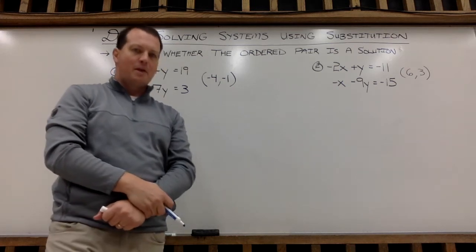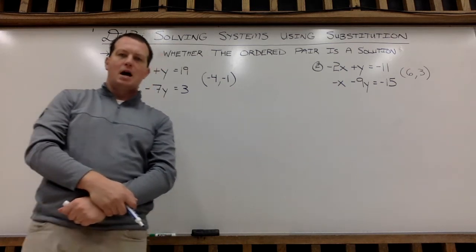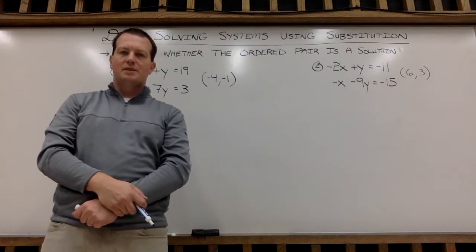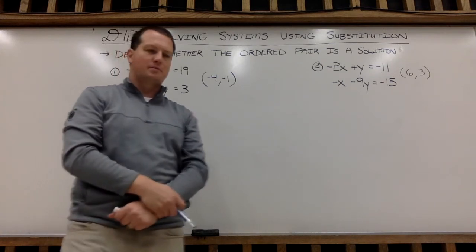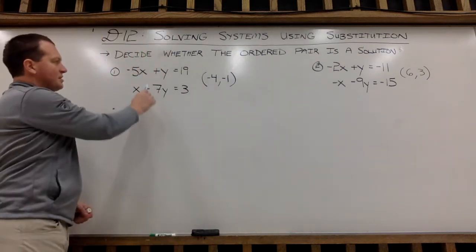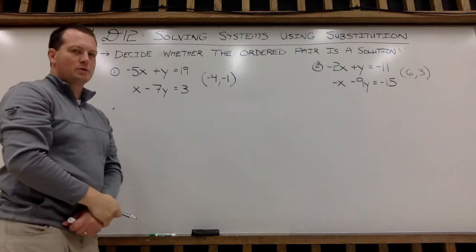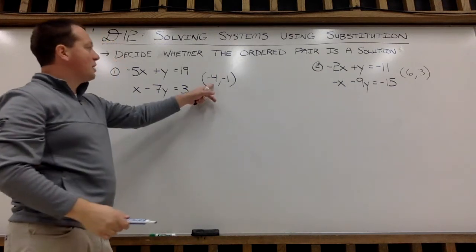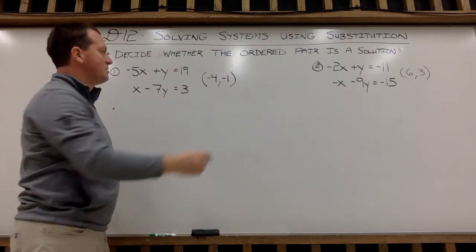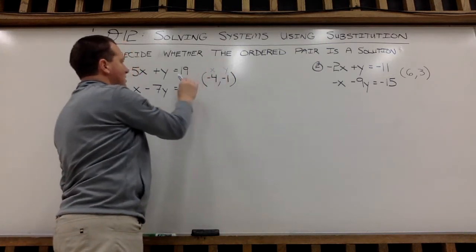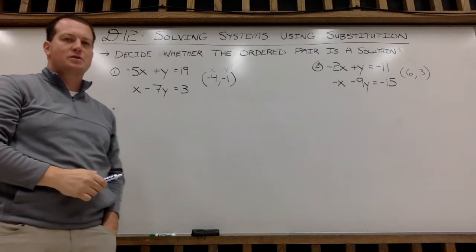We're going to be looking at solving systems of equations today using the substitution method. Before we get into that method, we're going to look at how we determine if a specific ordered pair is a solution to a given system. Our systems are going to contain two equations that have two variables. So we're going to check in this first system to see if x is -4 and y is -1 is a solution to this entire system.